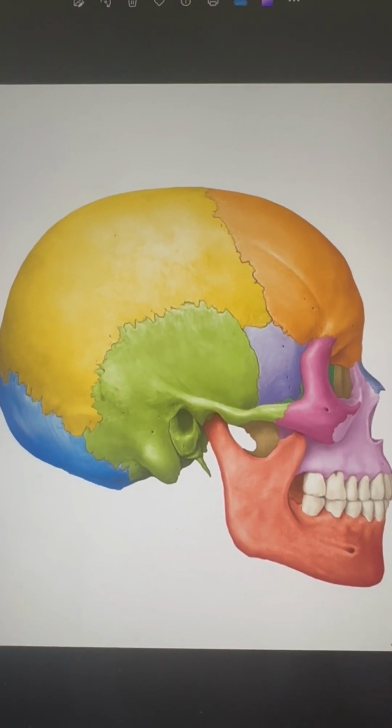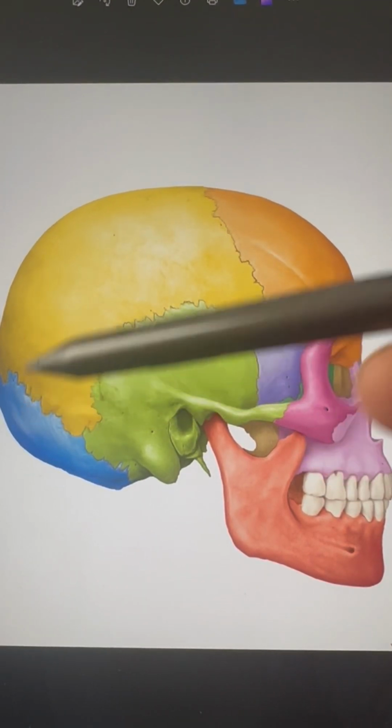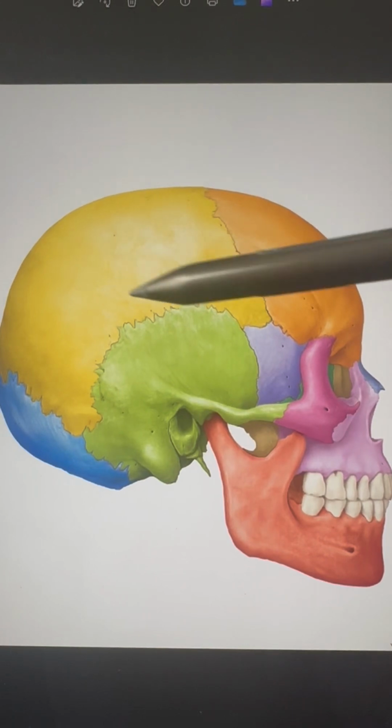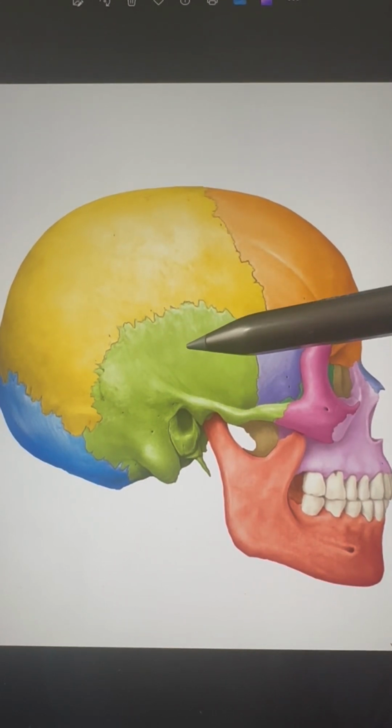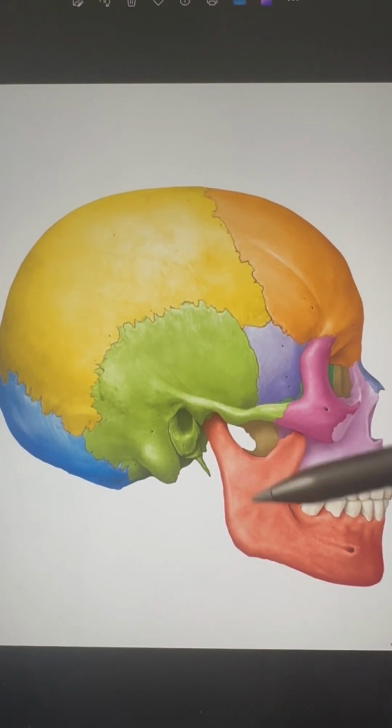So let's talk about these bones. The occipital bone is here, frontal bone is here, parietal bone, temporal bone, and zygomatic arch is here, zygomatic bone. This one is the mandible.